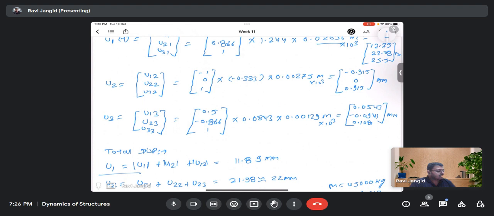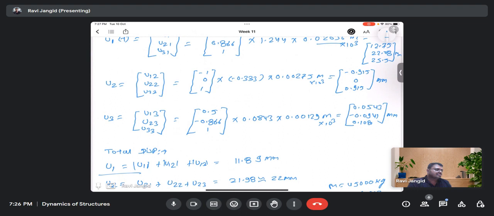Suppose if I sum up like that, will I get the same as SRSS? Not, because the actual correct method is the CQC, then SRSS, then the absolute sum method. These are the three different techniques to find out the peak response.